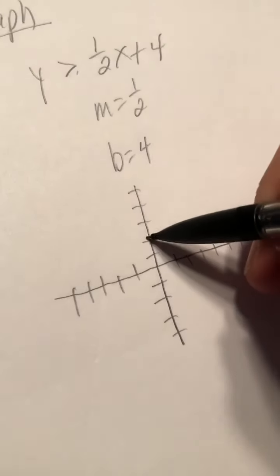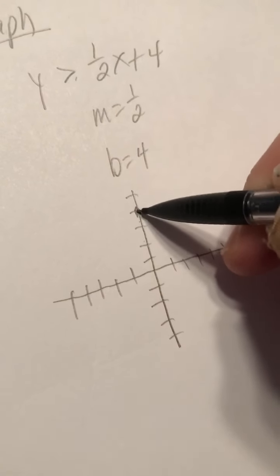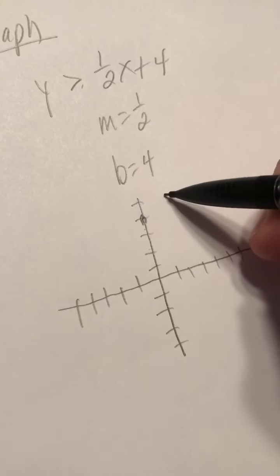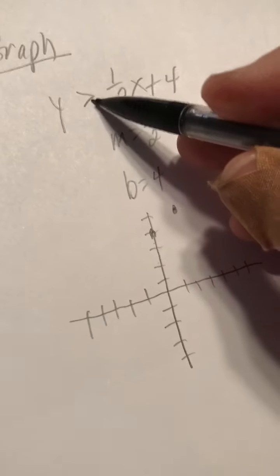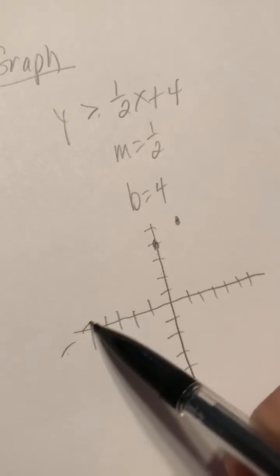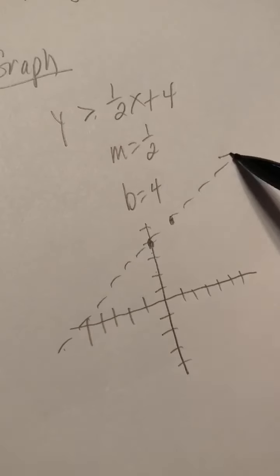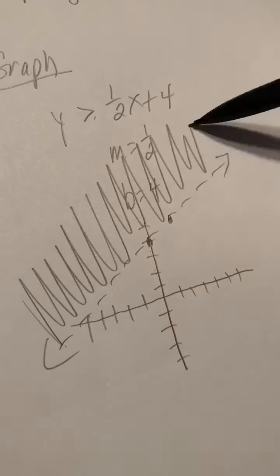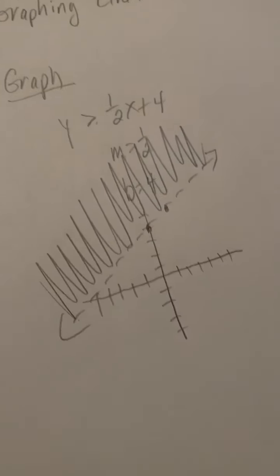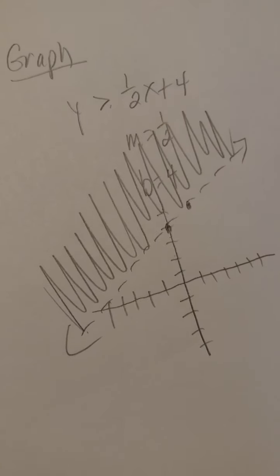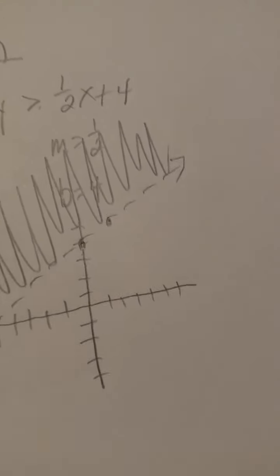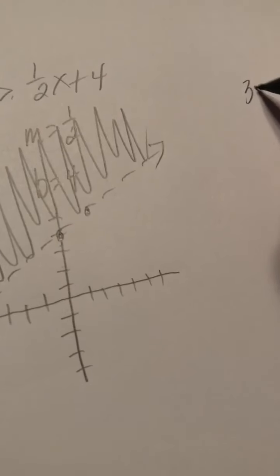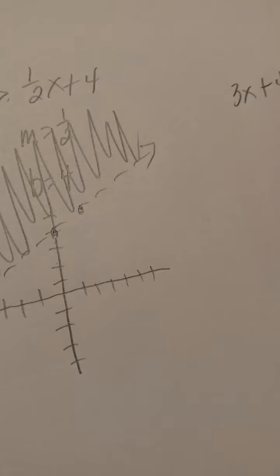Okay, so we start with b on the y-axis. Apply slope, it's 1/2, so we go up 1 to the right 2. It is just greater than, so it is a dotted line. And greater than, we shade above. Also, remember, what's the difference between using a dotted line and a solid line? If you don't remember, you need to go back to your notes over section 5-6, because that is a good quiz question.